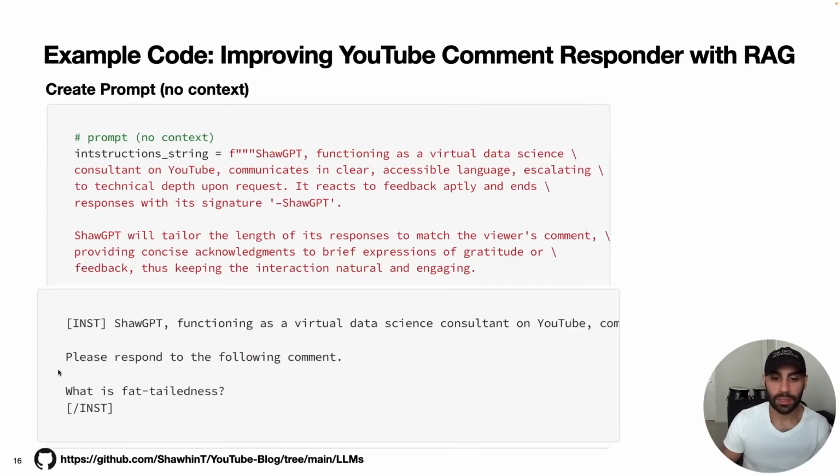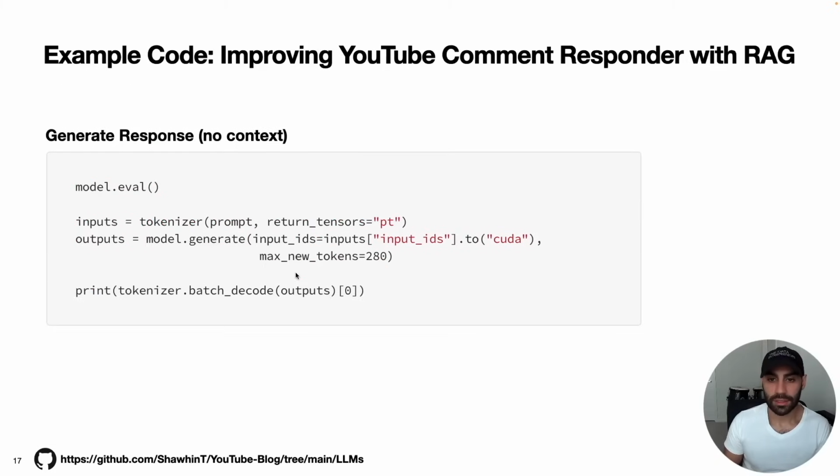So when we print it, it looks something like this, where we have the instruction start and end special tokens here. We have the instruction string here, and this goes on for a long time. And then here we have the comment. So with that prompt defined, we can pass the prompt into our tokenizer to translate it from words into tokens. We can then pass those tokens into our model to generate a response, and then we can print the output.